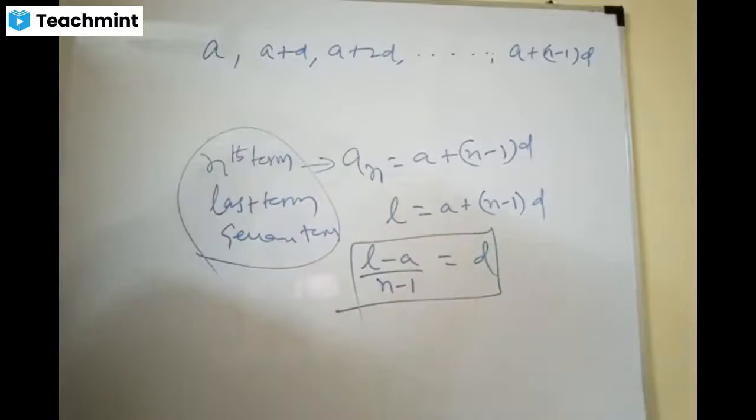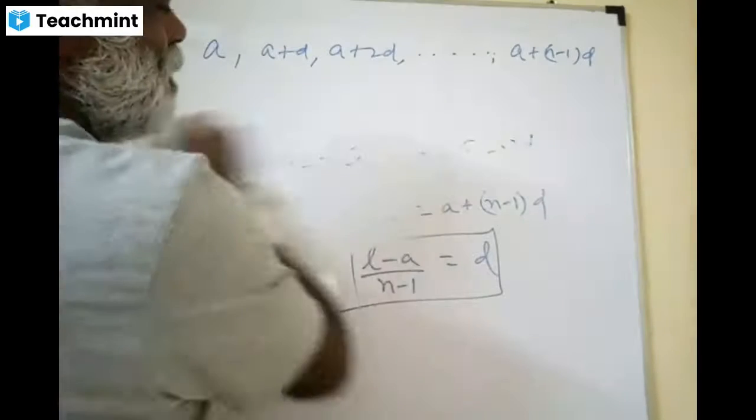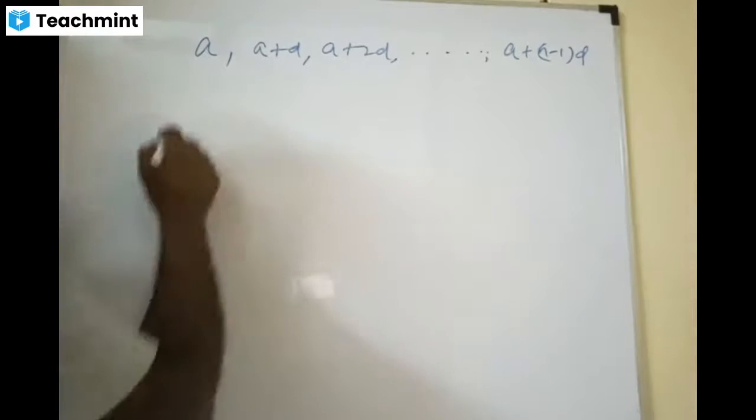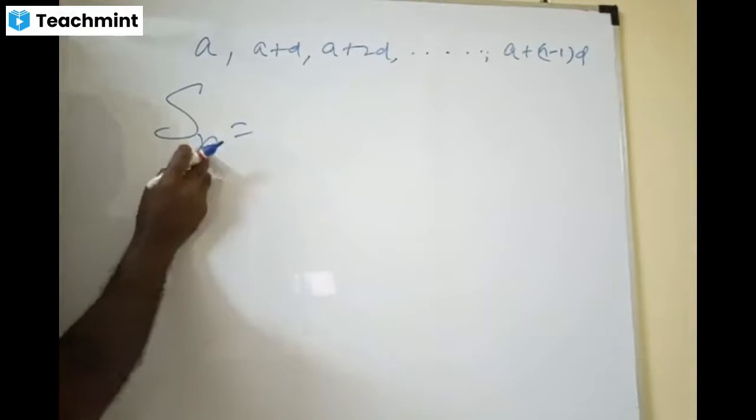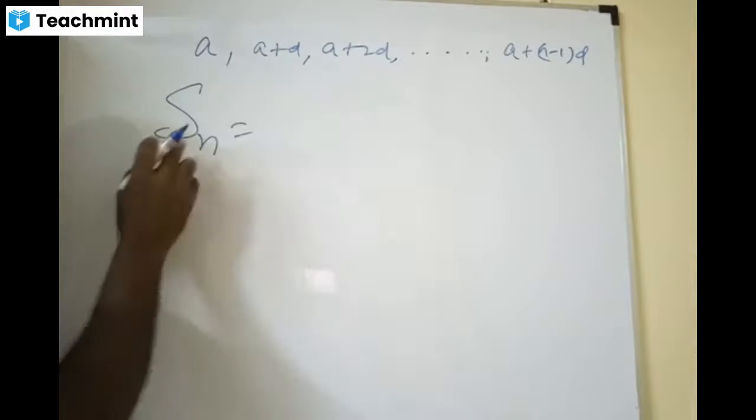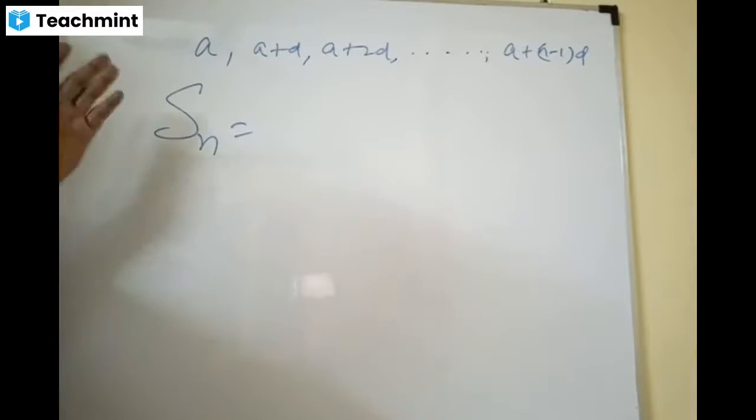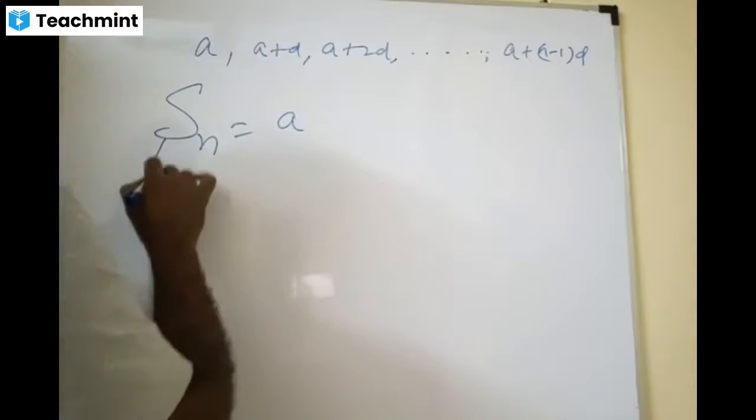Friends, this is my sequence. Let me put the sum of these n terms here. This is called the sum of the first n terms of the sequence, or simply the sum of n terms. So I will write a and add all of them. That's called the sum. S stands for sum.